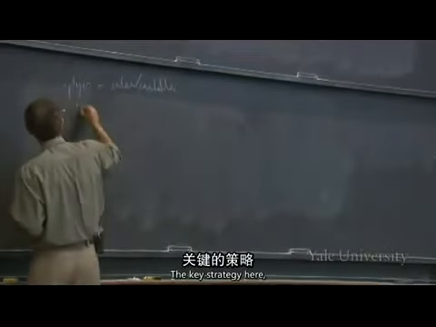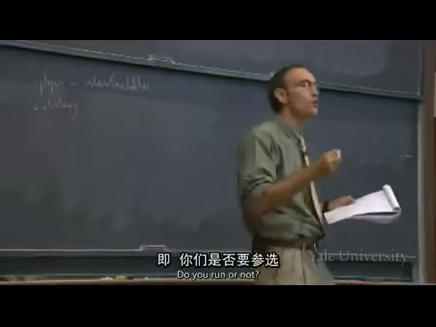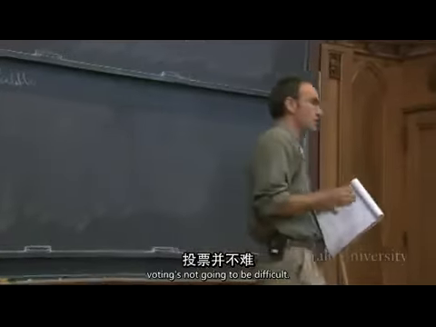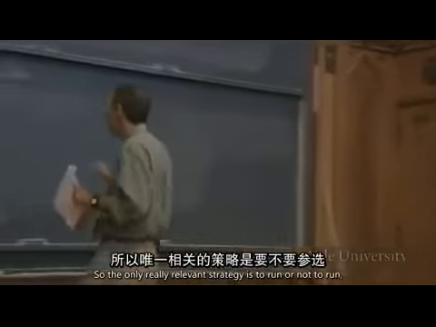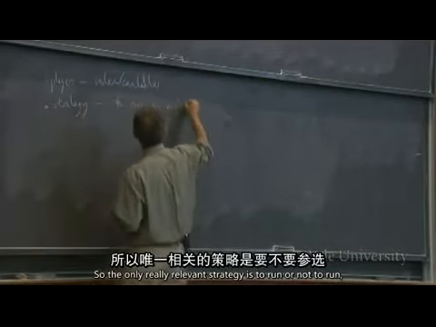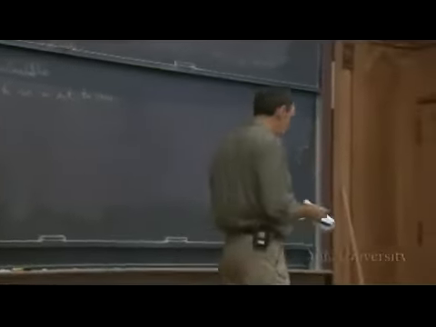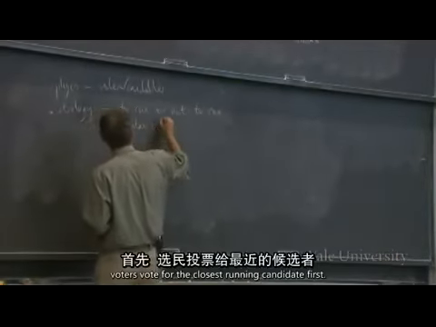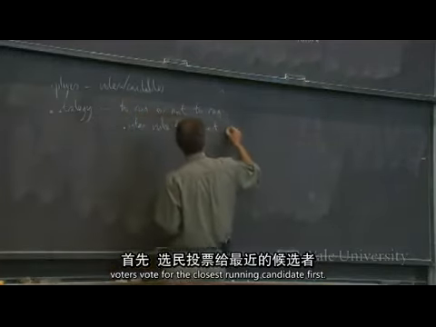And the key strategy here is going to be very simple. The strategy is, do you run or not? The reason that's going to be the strategy is that voting's not going to be difficult. You're always going to end up voting for the candidate who's closest. So the only really relevant strategy is to run or not to run, to stand or not to stand. Just to make that clear, voters vote for the closest running candidate.